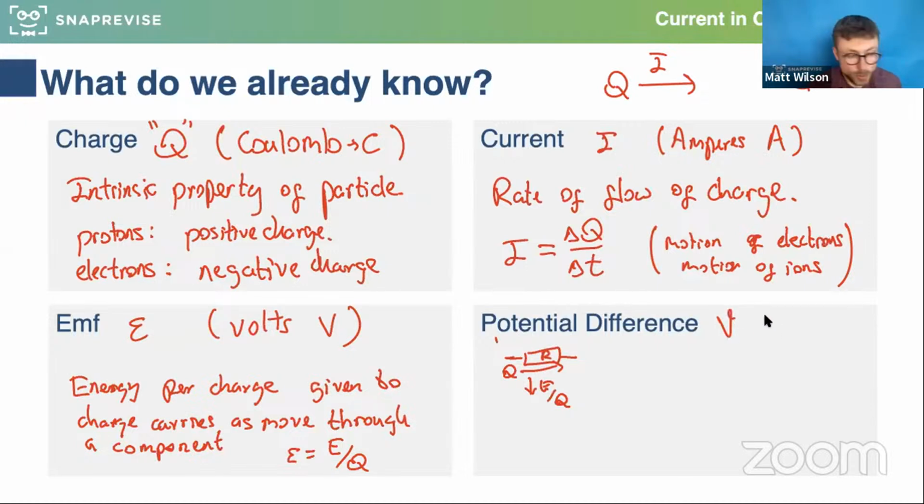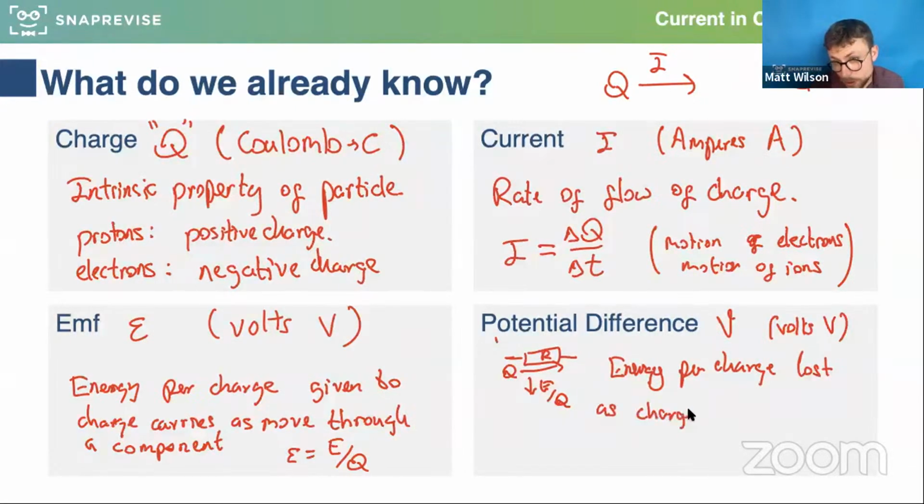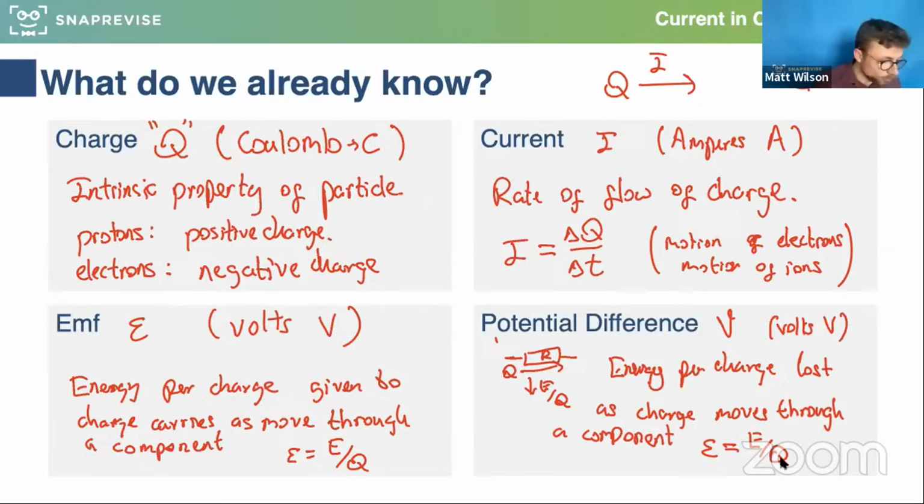So the potential difference V, again, measured in volts, and also given the symbol V, just like before, is the energy per charge lost as charge moves through a component. So it's just like EMF, but it's about losing energy rather than about gaining energy. And because of that, it has exactly the same definition at the mathematical level. It's yet again just an energy per charge.